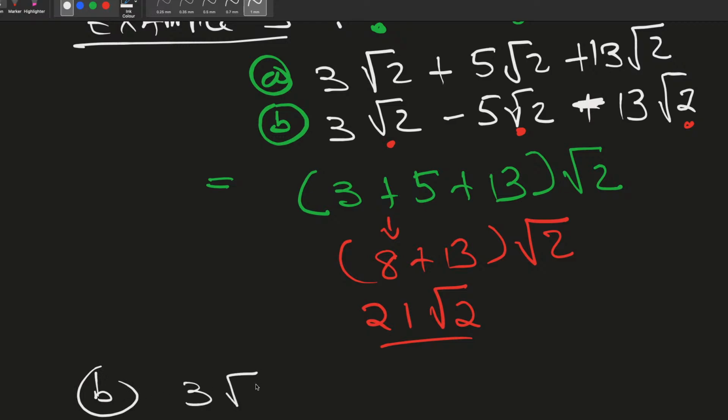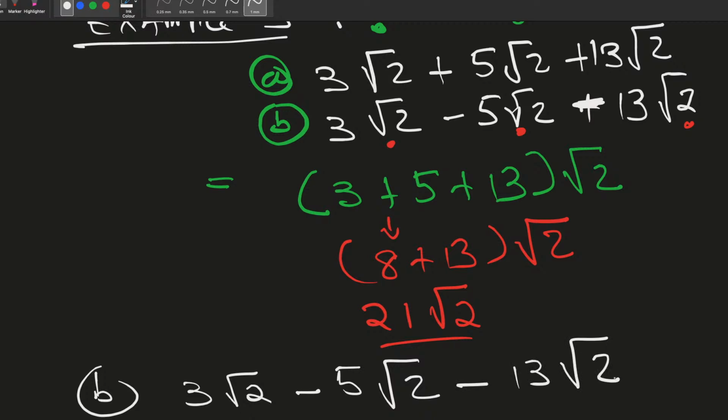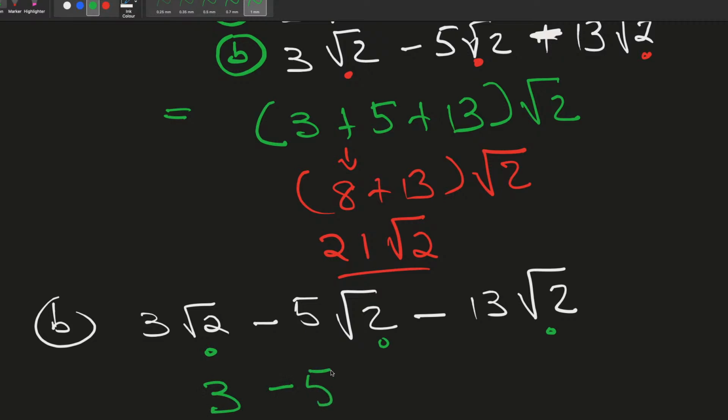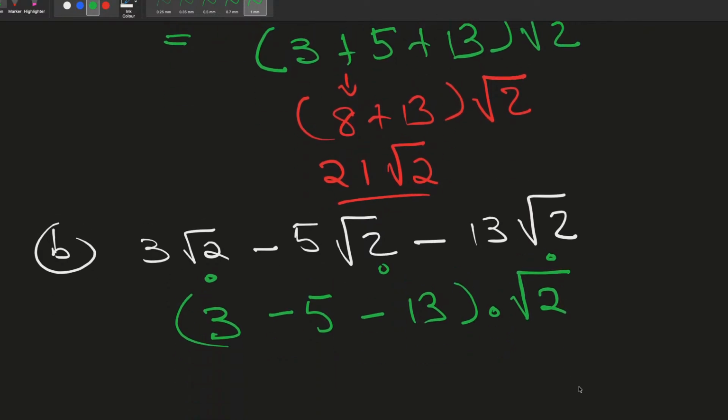which is 3 root 2 minus 5 root 2 minus 13 root 2. We know our root 2 is very common, meaning we can put 3 and minus 5 and minus 13 into our bracket, and all this is multiplying by root 2. We know that when we subtract 5 from 3, we'll have negative 2. And we still have our negative 13 here, into bracket root 2.